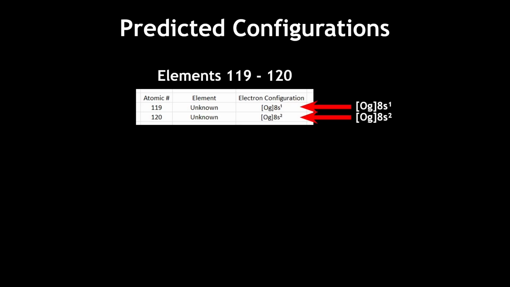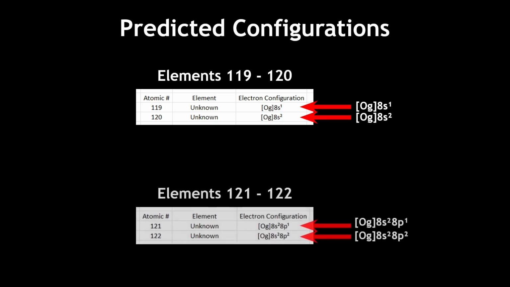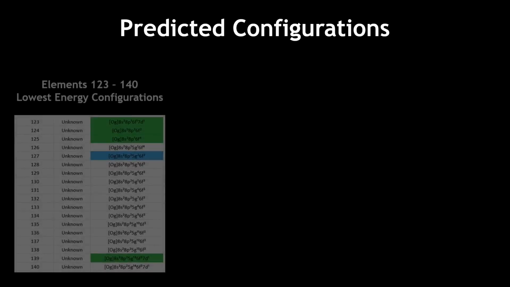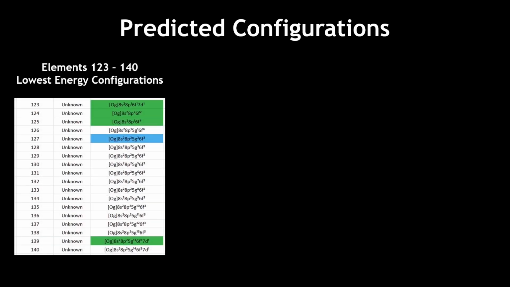Next, the 8p subshell splits into two parts due to relativistic effects, causing elements 121 and 122 to fill up the 8p 1/2 subshell. Next, the elements 123 to 140 are within the 5g subshell, and there are many possible configurations. If we order configurations by lowest total energies, then the following configurations are applicable.